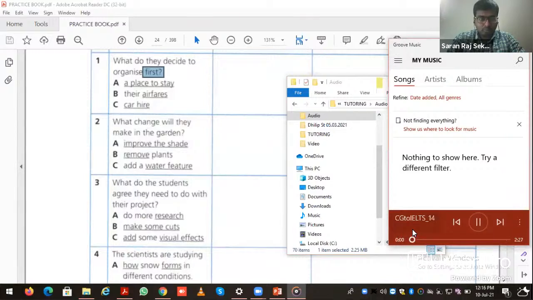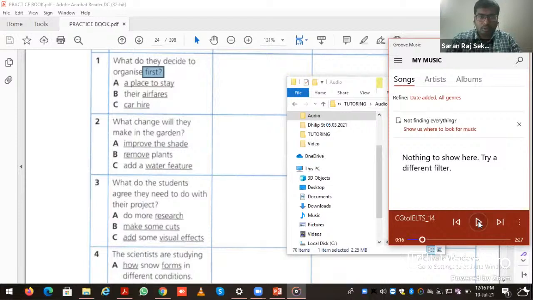Recording 14. 1. We really need to organise our trip, you know. I know. I was thinking the same. We need to arrange accommodation and flights. And we'll need transport while we're there.